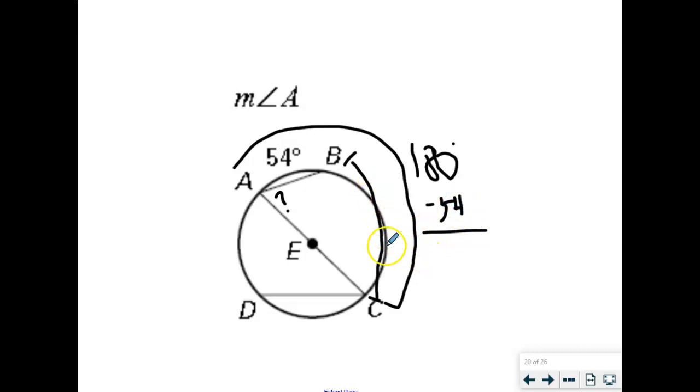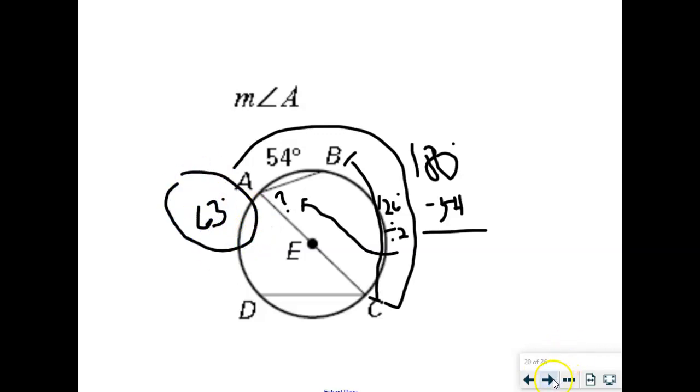And this should give us arc BC. So when I subtract the two, I get 126 degrees. Now, since this is 126, there we go. I just need angle A. So divide the arc by 2, and that will give us our angle of 63 degrees. Real simple.